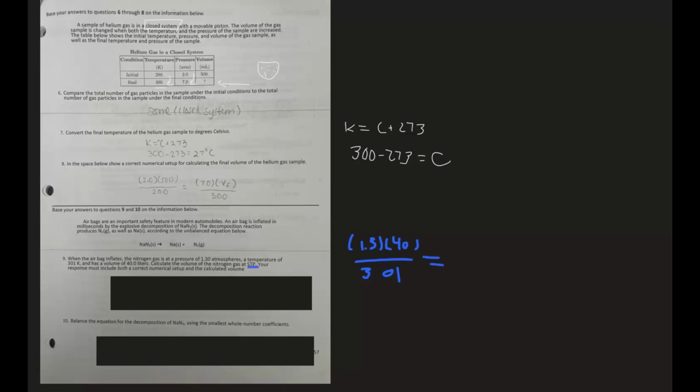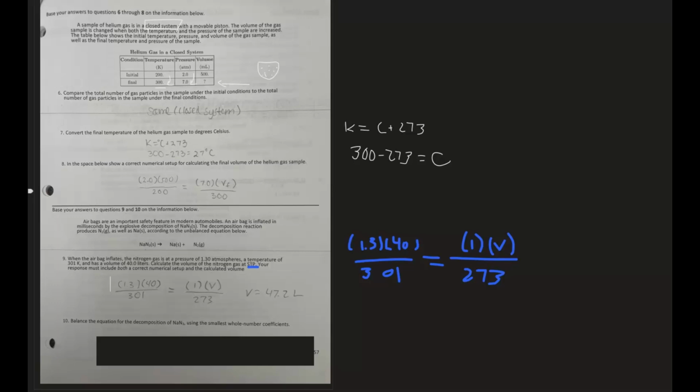And then it's going to calculate the volume of nitrogen at STP. So STP conditions, you have to pretty much know this. It's on the reference table, by the way. So STP conditions, 273 Kelvin, 1 atmosphere, and then we're just solving for that final volume. So that final volume I've calculated right here, but you need both a correct numerical setup, which is this thing over here, and also the calculated volume. So I don't put units, but you probably should put units in the actual regions. But yeah, there we go, 47.2 liters.